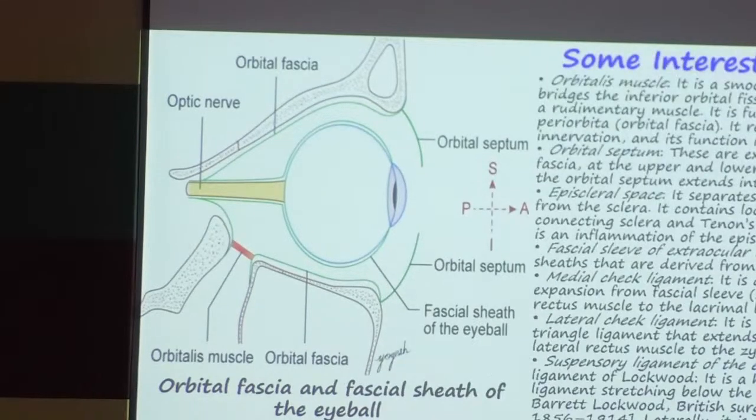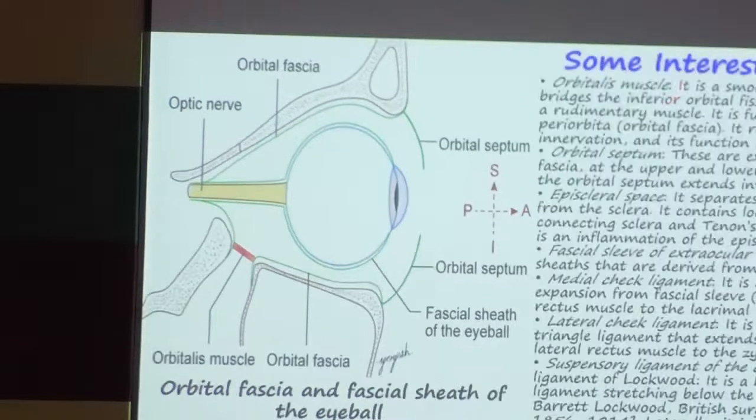Okay. Now, important features here: orbitalis muscle, orbital septum, fascial sleeves of the extraocular muscles, medial check ligament, lateral check ligament, and suspensory ligament of the eye. All these are attached to this fascia, and some parts are modifications of this orbital fascia.